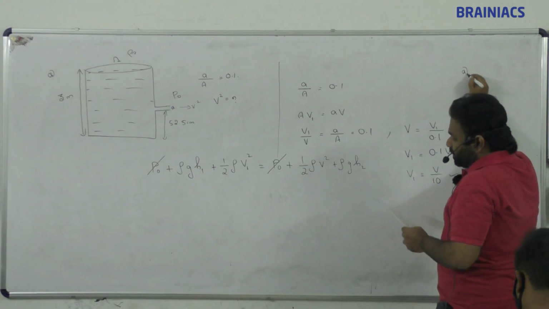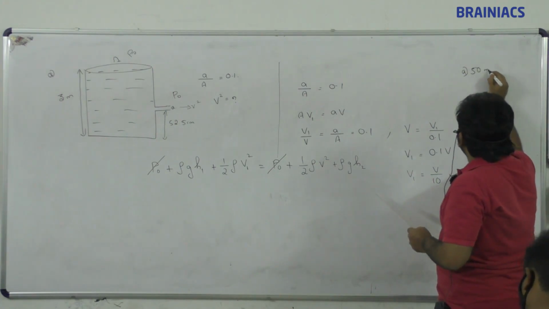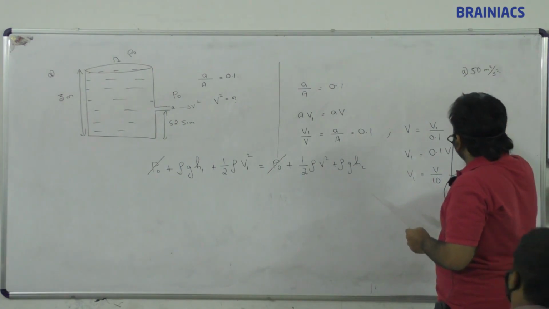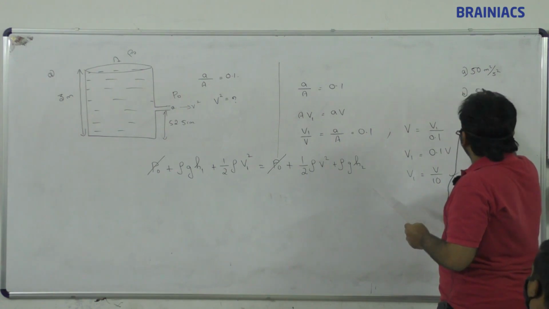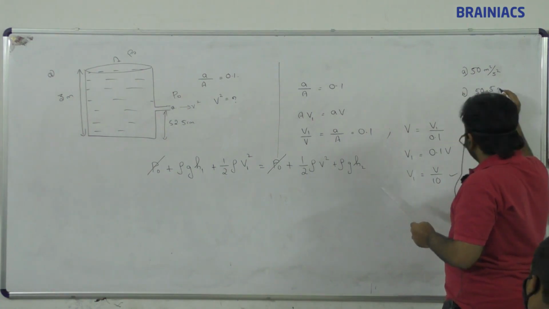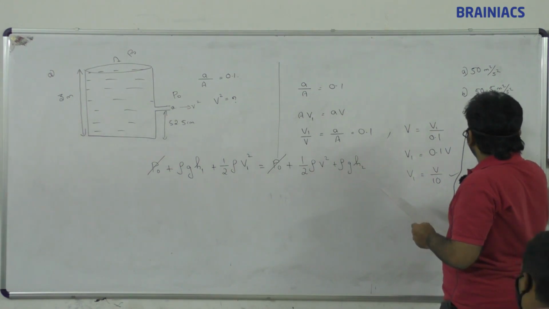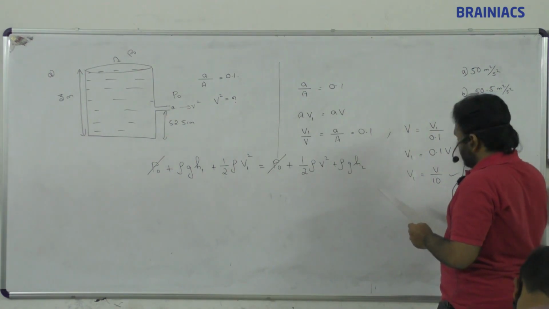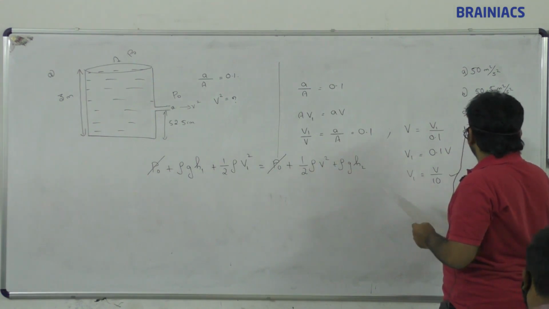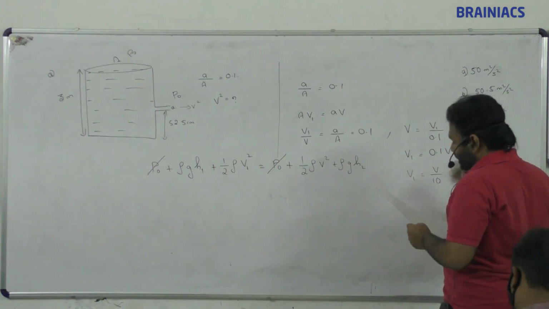Okay, take these options. A is 50 meter square by second square. B is 50.5 meter square by second square. C is 51 meter square by second square. D is 52 meter square by second square.